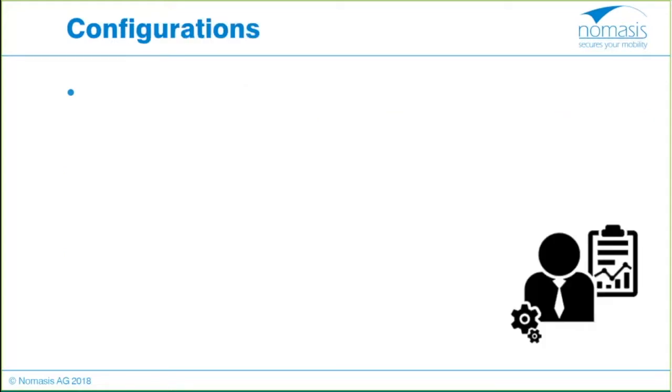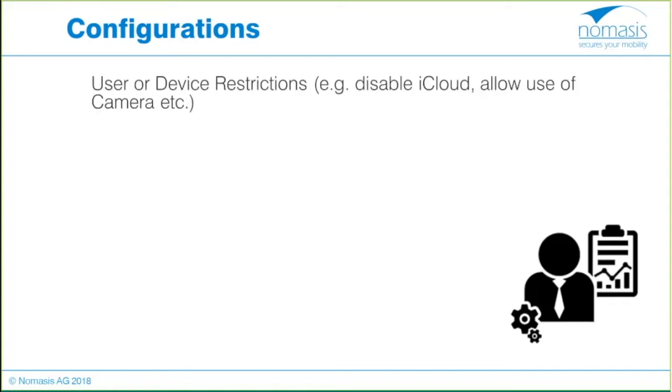What about configurations? There is a huge list of configurations which are available. I will just go briefly over them. The first one that you could enable on macOS is user or device restrictions. I will show a screenshot later. Just as an example, you could decide to disable iCloud on macOS. You could also block the use of the camera if you want to. So these are kind of lockdown policies that will enable or disable features on the device.